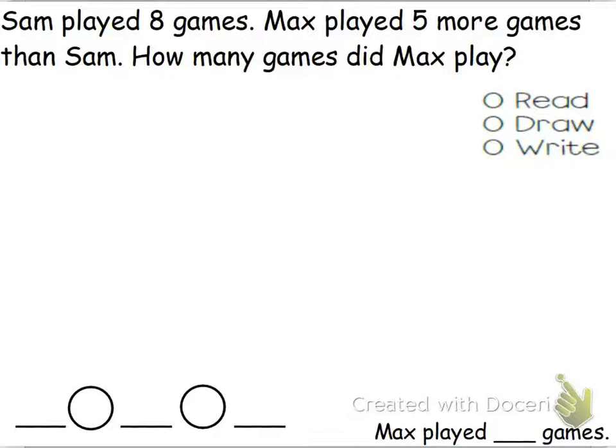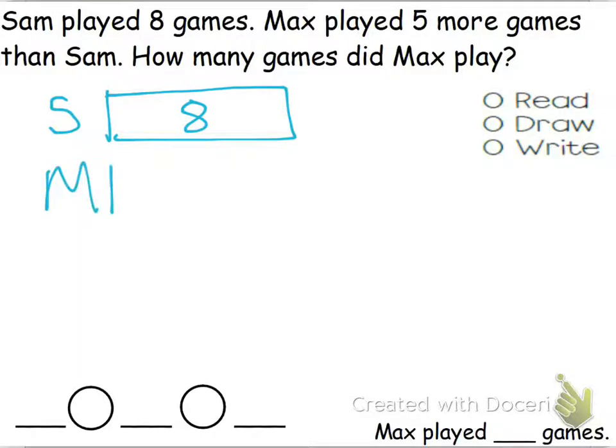All right, now we're going to chunk it. It says Sam played 8 games. So we know that Sam played 8 games. Max played 5 more games than Sam. Well, this is Max. I'm going to copycat this 8 because he played 8 games just like Sam, and 5 more.